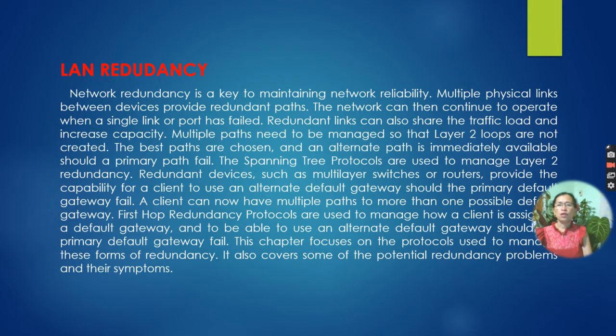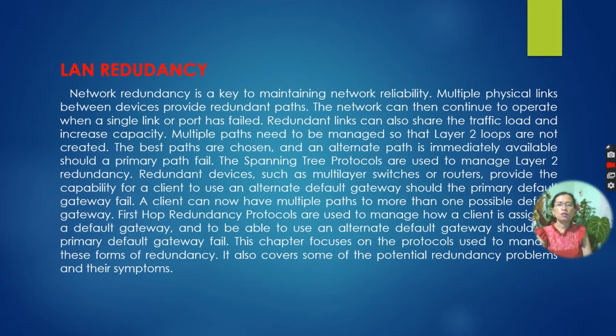Redundant links can also share the traffic load and increase capacity. Multiple paths need to be managed so that layer 2 loops are not created. The best paths are chosen and an alternative path is immediately available should a primary path fail. The spanning tree protocols are used to manage layer 2 redundancy.